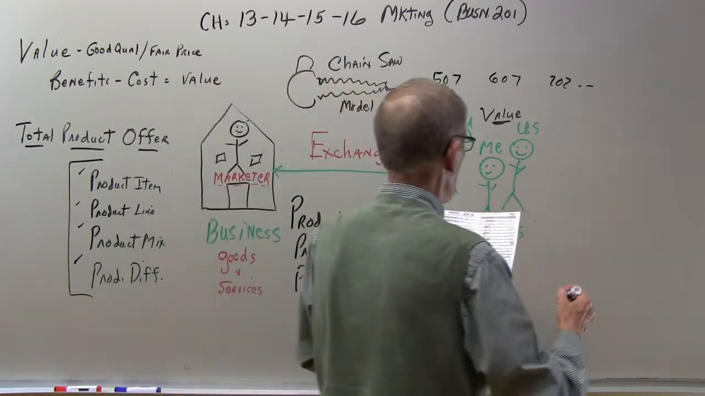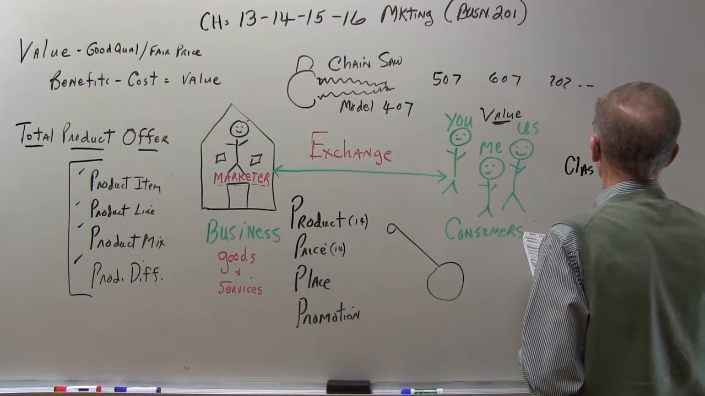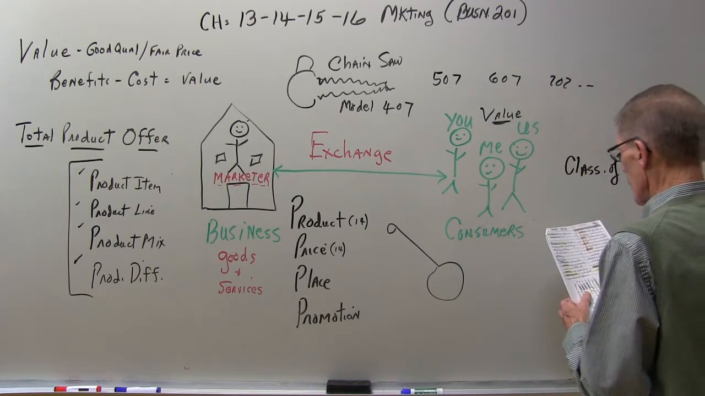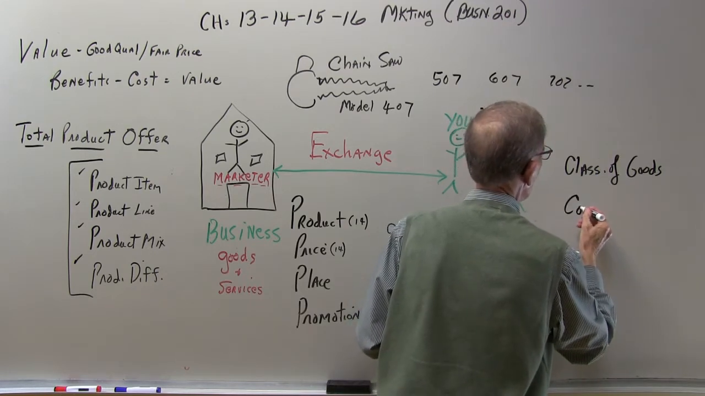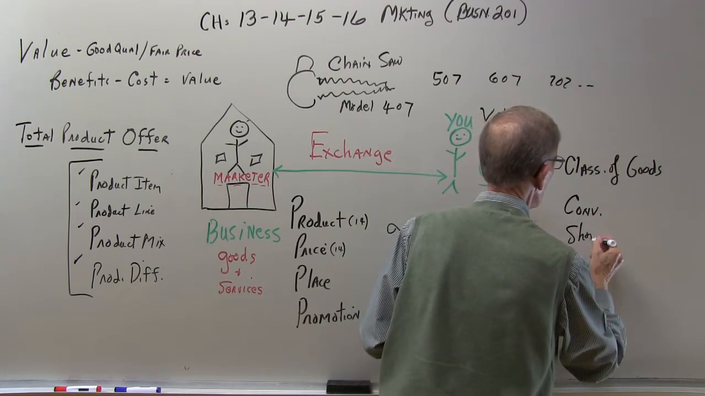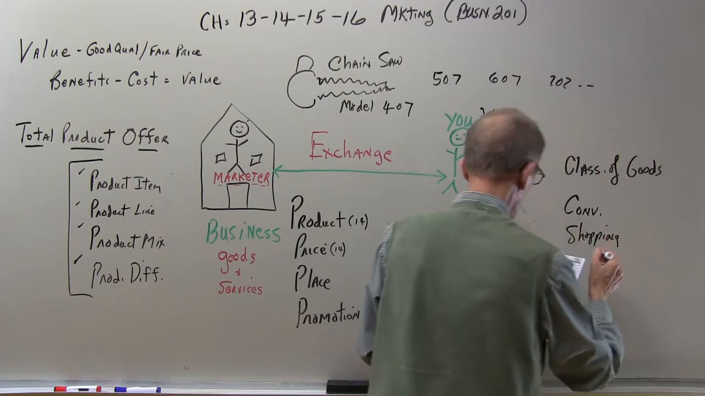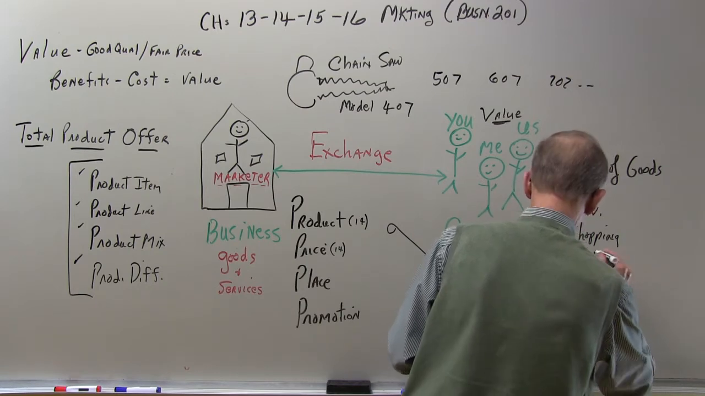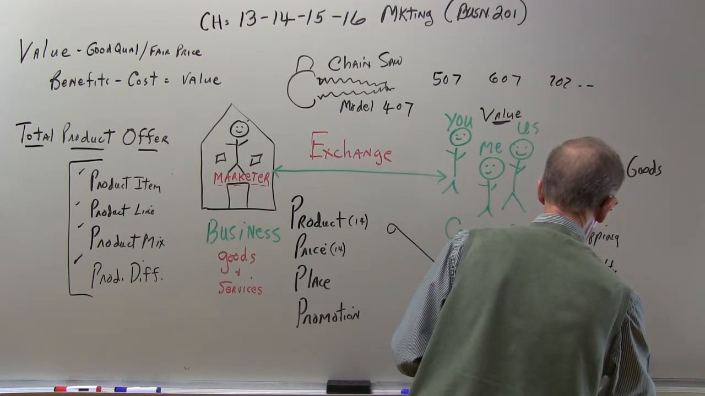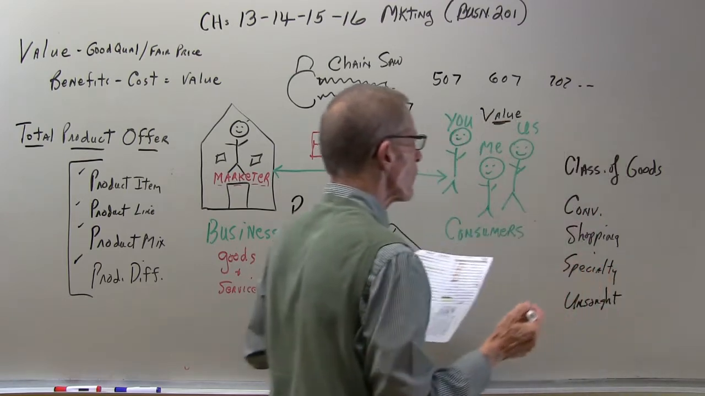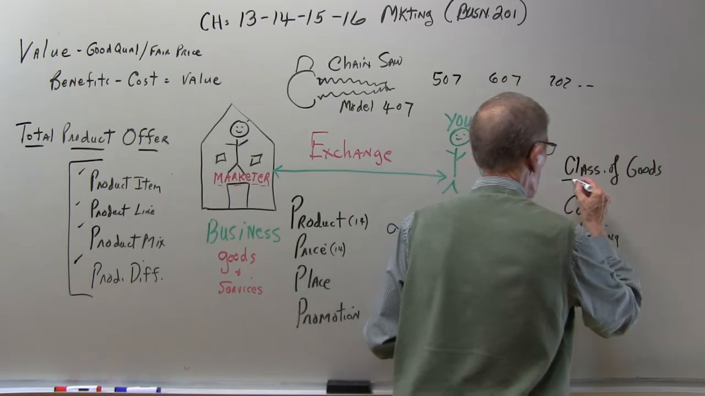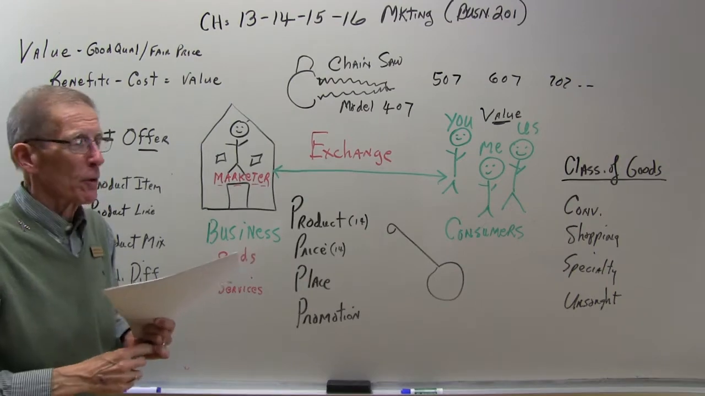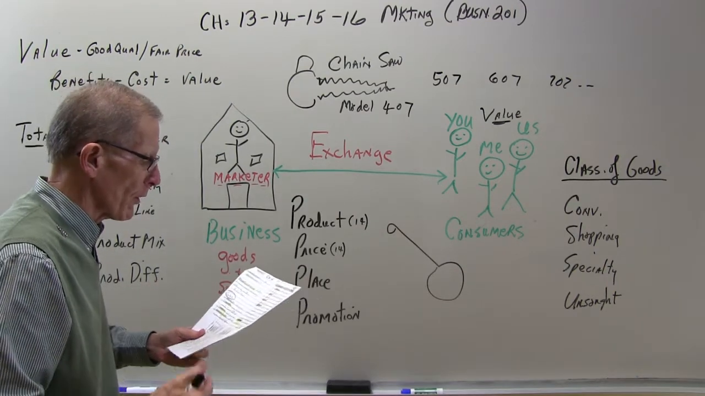Okay, now, the classification, again, just looking at your handout, the classification of consumer goods. I'll put them here very briefly. Convenience goods, shopping goods, specialty goods, and unsought goods. Every good that marketers sell is one of four types. It's either a convenience, shopping, specialty, or unsought.